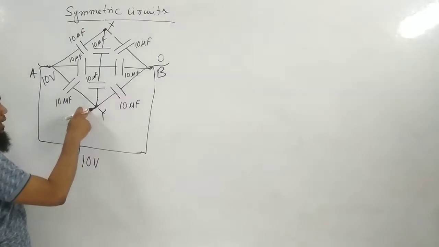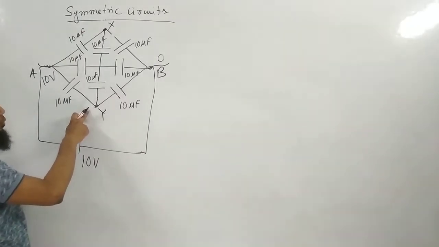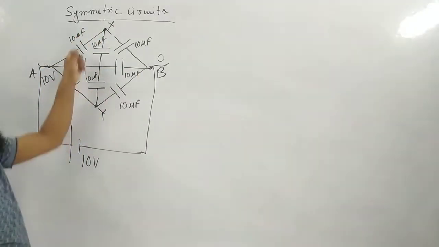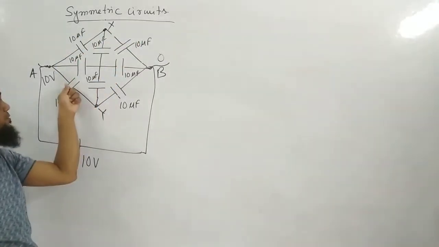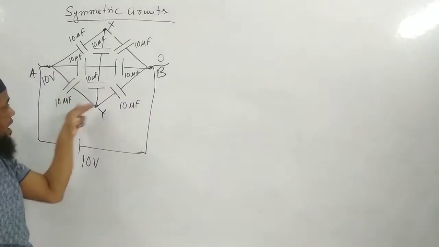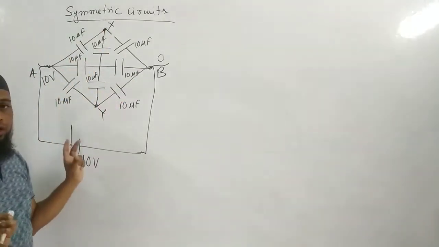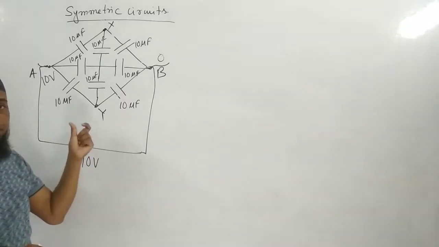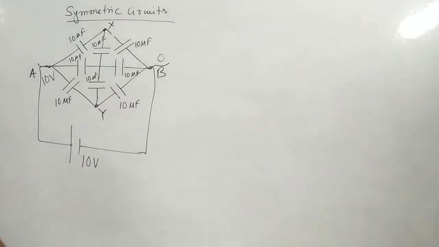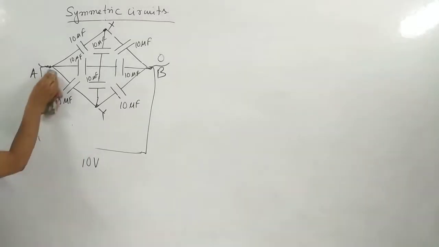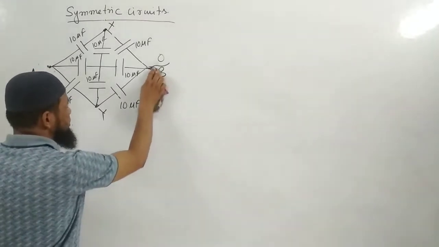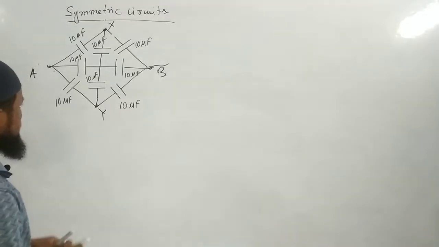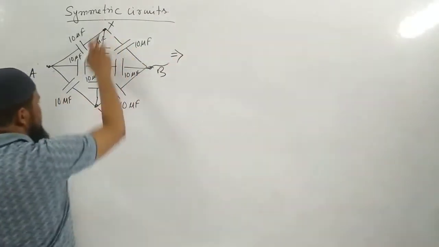Clear? So x and y are two different points in the circuit which are completely identical, meaning they are in completely identical positions because of the symmetry. Had it been 10, 5, 5, 10, then x and y would not have been identical points or points with the same potential; they would have had different potentials. Since in this circuit x and y have the same potential, these two points can be joined. In a circuit, different points having the same potential can be joined. So this circuit can be modified: x and y can be joined.